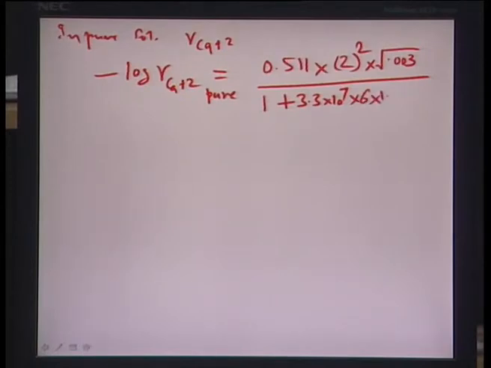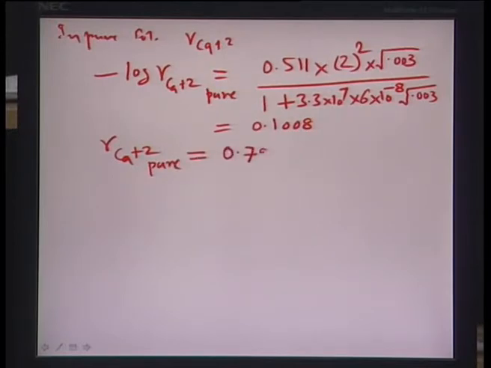So, 6 × 10^-8 is the ion size parameter A in this case, times root of 0.003, the mean ionic strength. So, this comes out to be equal to 0.1008. Okay. So, essentially taking antilogs on both sides, the gamma value, or the activity coefficient of the pure Ca²⁺, comes out to be equal to 0.793 in this particular case.